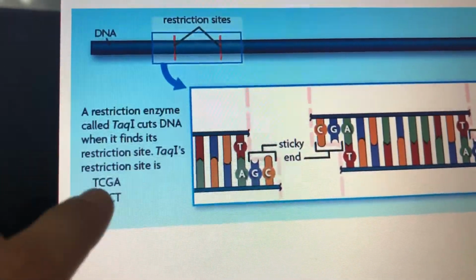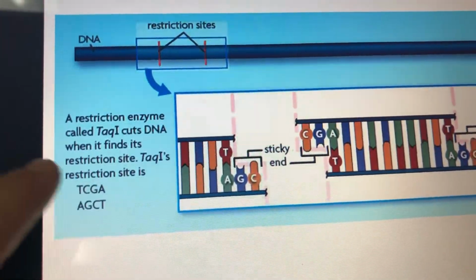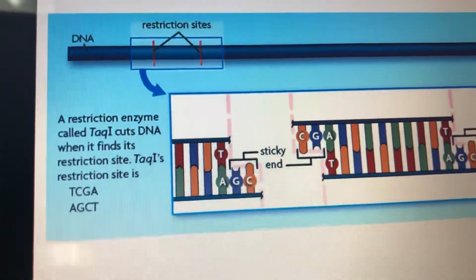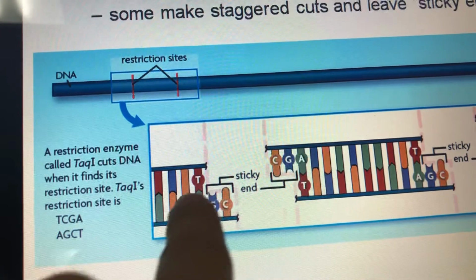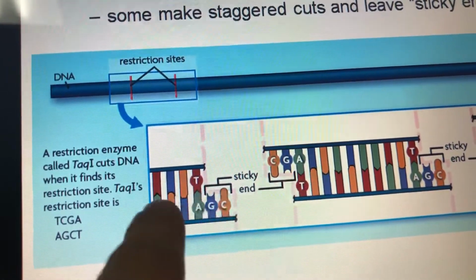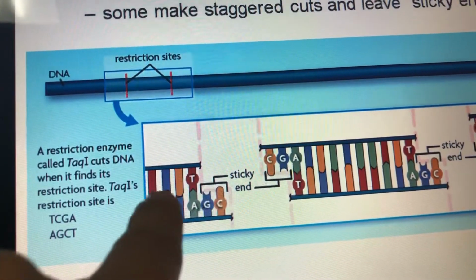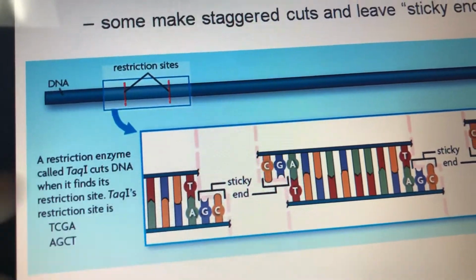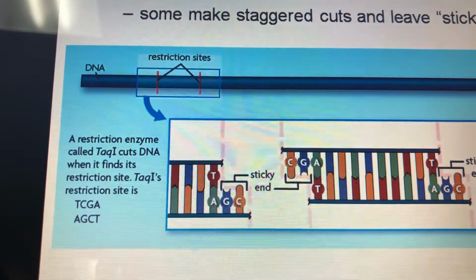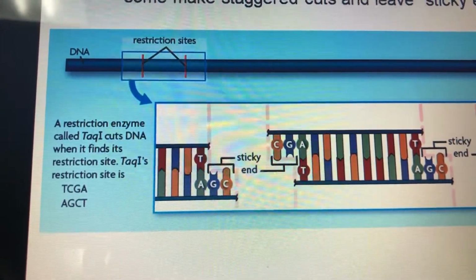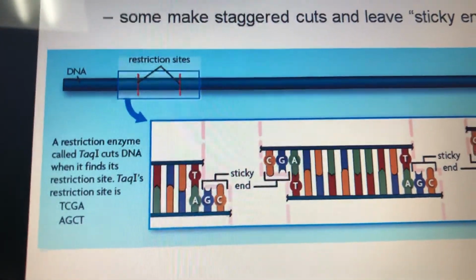As you see here, this is a restriction enzyme called TaqI. It cuts DNA when it finds its restriction site, and its restriction site is this sequence of nucleotides, TCGA. It can recognize it in both ways, either this way or this way. When it recognizes this site, this enzyme will start to cut the DNA as staggered cuts and leave the sticky ends.